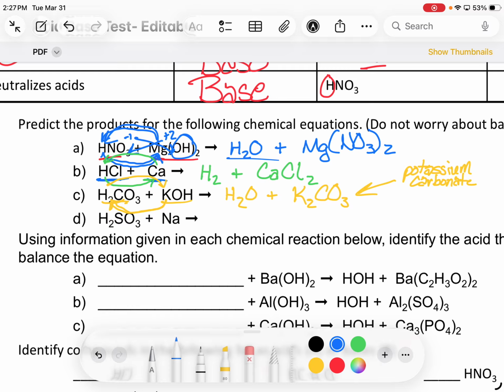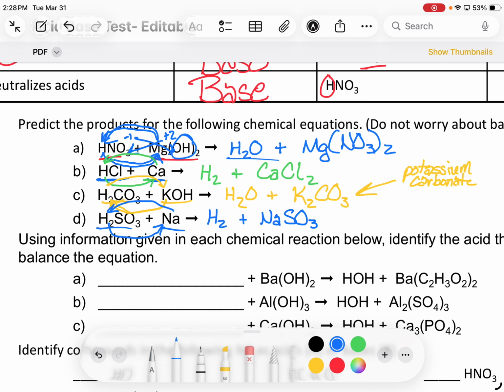Then the last one, we got another acid. This is sulfurous acid. By the way, is sulfurous acid a strong acid? No. Sulfuric acid is strong, but not sulfurous. This is sulfurous acid reacting with sodium. What type of reaction is this going to be? It's going to be a single replacement, which we know as corrosion. One of the products is going to be hydrogen gas, and the salt that is formed is going to be sodium sulfite.